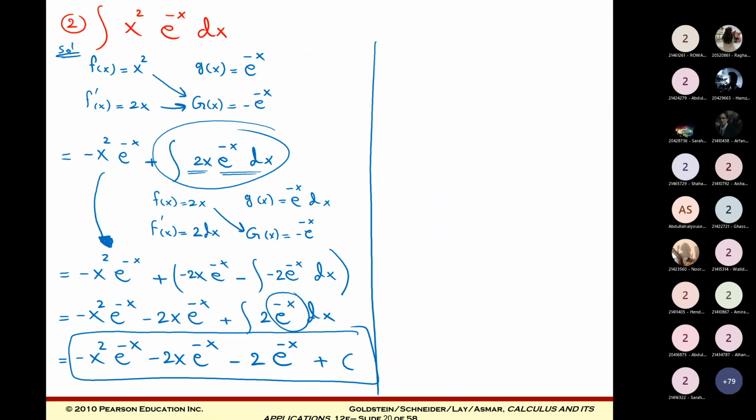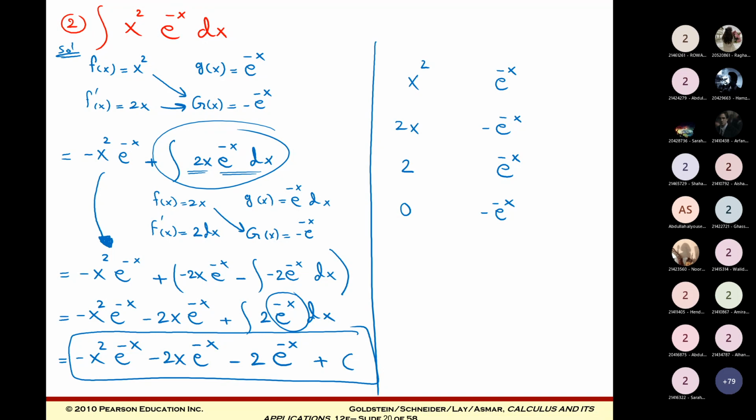Now if we need to find it directly, put x squared and e to the power minus x. Now x squared after derivative goes to 0. Why? Because the derivative of x squared equals 2x, the derivative of 2x equals 2, the derivative of 2 equals 0. Now the integral of e to the power minus x equals minus e to the power minus x. Another integral equals e to the power minus x. Another integral equals minus e to the power minus x.